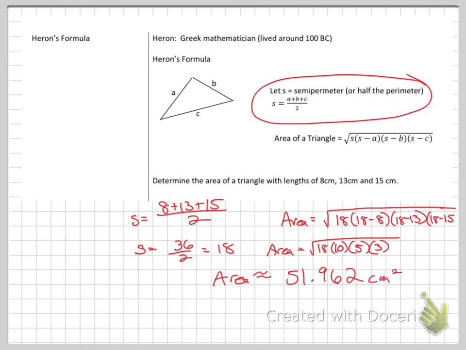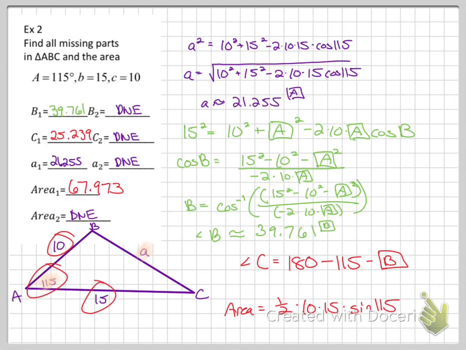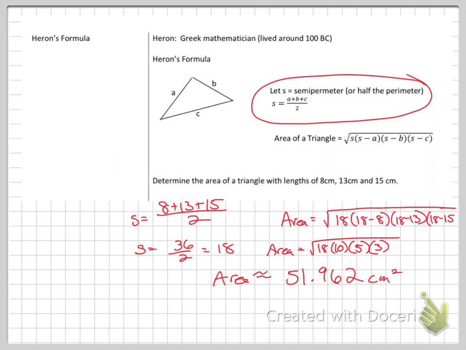So there's another way for you to find the area if that's all you're asked to find. Usually ours are going to be more like this, right, where we have to find everything. And if you have everything, the sine formula seems a little easier to me just to memorize. But Heron's formula is a choice.